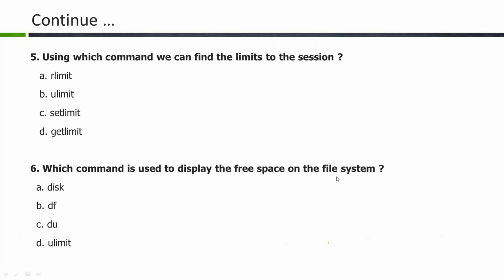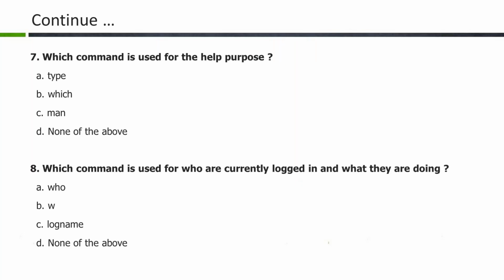Which command is used to display the free space on the file system? Okay, this is not covered. If you know, you can tell which command. DF for disk free, DU for disk usage. DF displays how much is used and how much is free. Okay, disk means that server. Okay, which command for help purpose? Man, sir. Man.